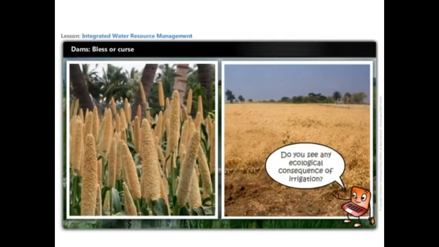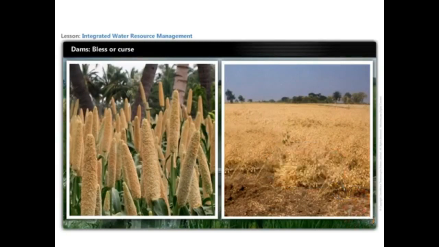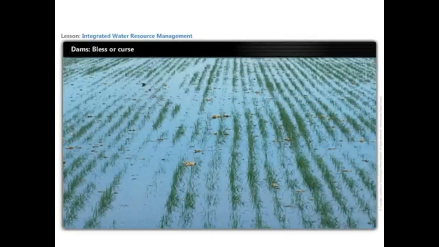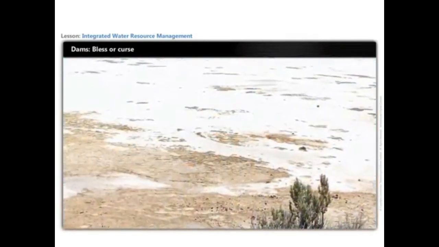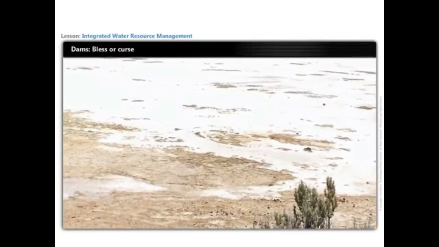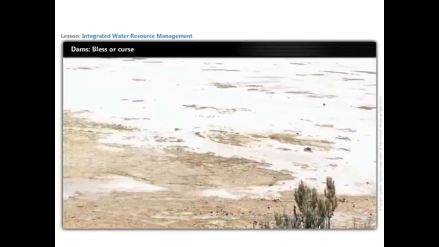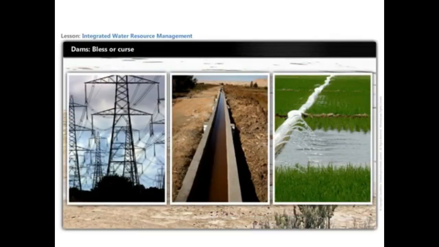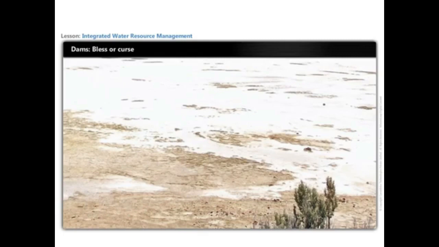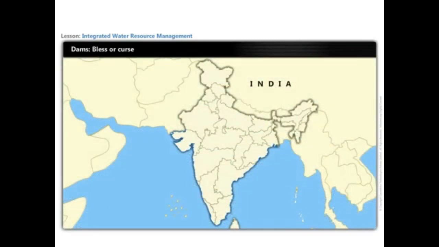Do you see any ecological consequence of irrigation? Over-irrigation results in salinity and creates social problems such as increasing gap between rich landlord and landless poor. This has further aggravated the conflict between the groups of people wanting different uses and benefit from the same resource. Dams also create water disputes among the states.